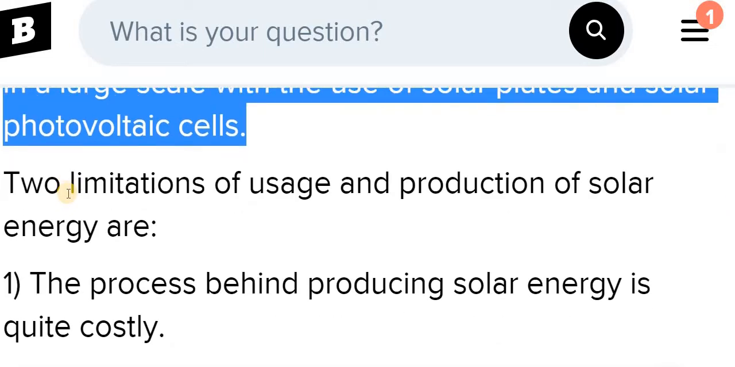Now the next question, question number 37: write down two limitations of solar energy. Here we have to write down the disadvantages, or you can say the limitations, of solar energy. The first limitation is that the process of producing solar energy is quite costly, because silicon is required for solar energy, and silicon is very costly, and the photovoltaic cell, in which silicon is used, is also very costly. So the process of producing solar energy is quite costly.